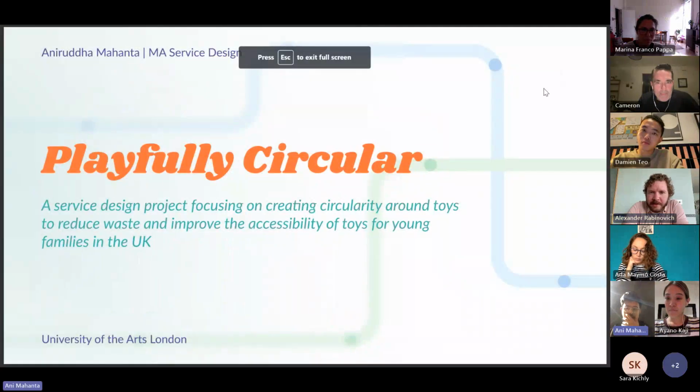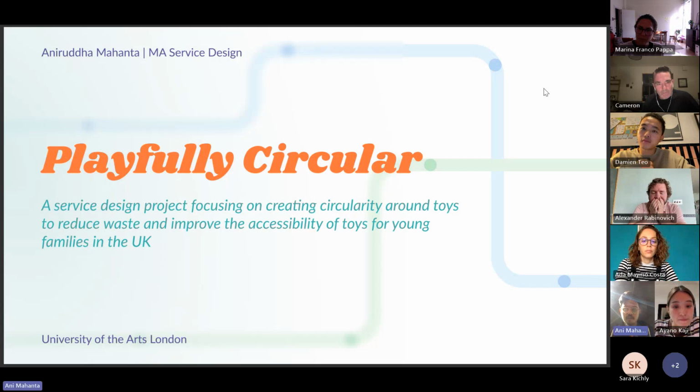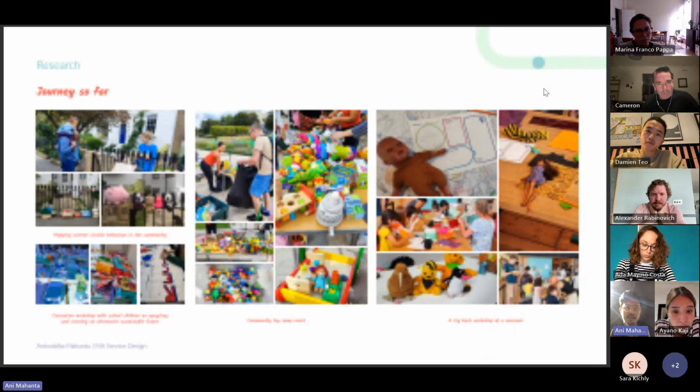I don't know how much justice I'm doing to transition design, but it's just my attempt at whatever I have understood over the last few weeks. So just to give you a brief context about my project, it's about creating a circular service around toys, to shift the mindset from linear consumption, from ownership of toys, to access to play. So how can we provide young families access to play? That's the main focus of my project, and build circularity around toys.